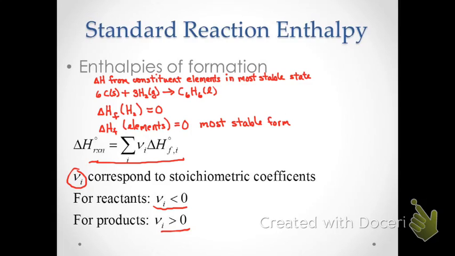So this all amounts to what you already know, what you learned in general chemistry, and that is that to calculate the enthalpy change for the reaction, we just take the enthalpies of the products multiplied by the stoichiometric coefficients minus the enthalpies of the reactants multiplied by their stoichiometric coefficients.